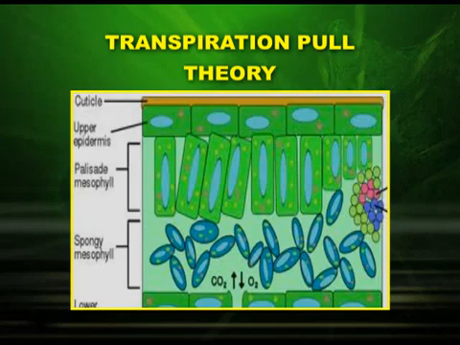Now, before we go into the detail of the transpiration pull theory, it is necessary to have a look at the internal structure of the leaf. You can see in the following diagram the leaf having an upper epidermis, palisade mesophyll, spongy mesophyll and the lower epidermis with stomata, which help in the exchange of gases, carbon dioxide and oxygen.